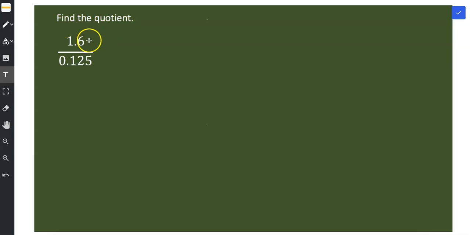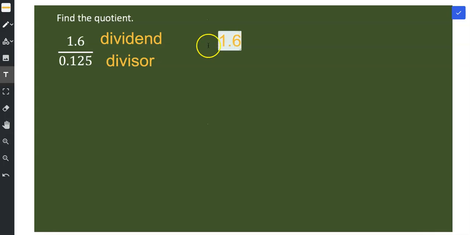Find the quotient. 1 6/10 divided by 125 thousandths. The numerator is called the dividend. The denominator is called the divisor. We begin by recording the dividend, 1.6. The 1.6 is being divided by the divisor. The divisor goes on the outside.